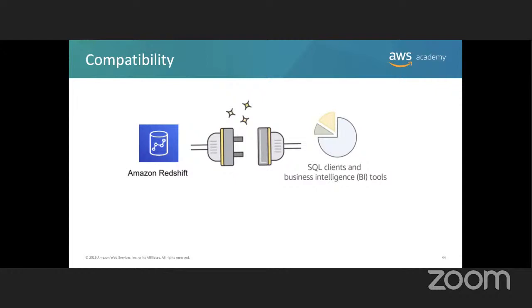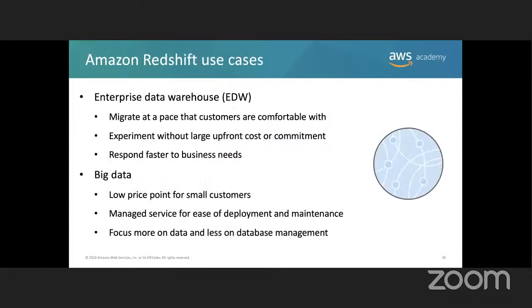Now let's see some of the use cases of Amazon Redshift. Well, this slide discusses some of the use cases of Redshift. Many customers migrate their traditional enterprise data warehouses to Amazon Redshift with the primary goal of agility. Customers can start at whatever scale they want and experiment with their data without needing to rely on complicated processes with their IT departments to procure and prepare their software.